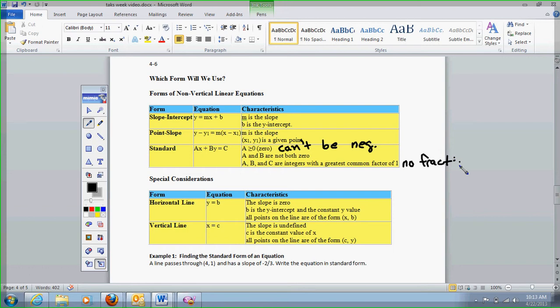Okay, so we don't want to have fractions, and I'm going to show you an easy way to get rid of them if you do. Okay, now a horizontal line. These are special considerations, and it's kind of what I was talking about a minute ago. A horizontal line is when you have y equals just a y-intercept, b. Remember, that's the y-intercept. Whenever you have y equals just the y-intercept, this is a horizontal line, which means your slope is 0. A vertical line, remember horizontal was from left to right, vertical is up and down.